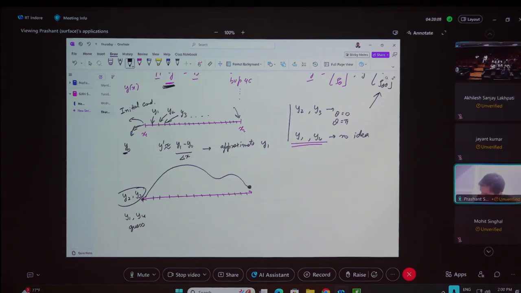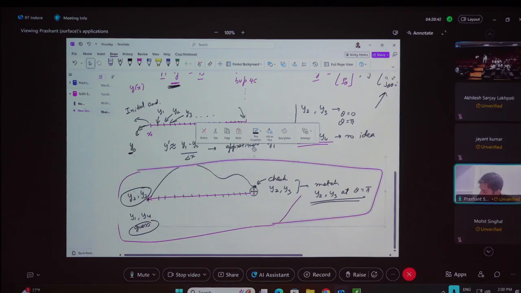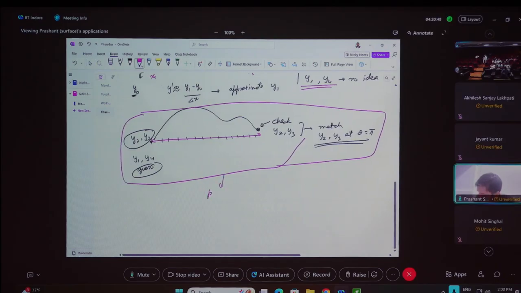And then with this solution, you check what the value of y2 and y3 is at the final point, and then you match it with what you know y2 and y3 to be at theta equal to pi. And obviously it will not match because you have just done a guess, so the final answer will not match. But then this is what you put inside an optimization loop. So you put all of that inside an optimization.